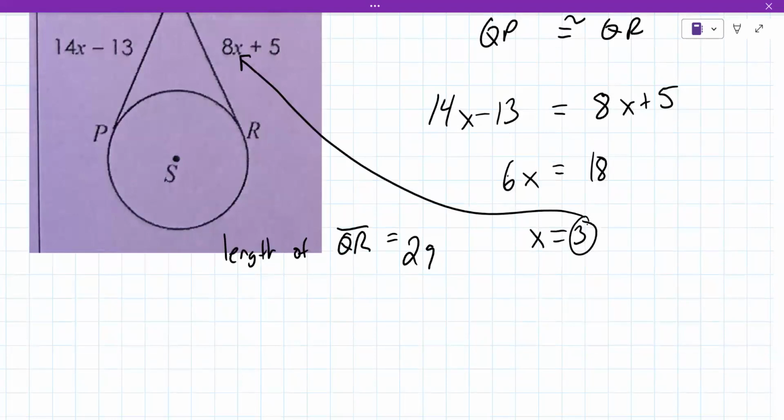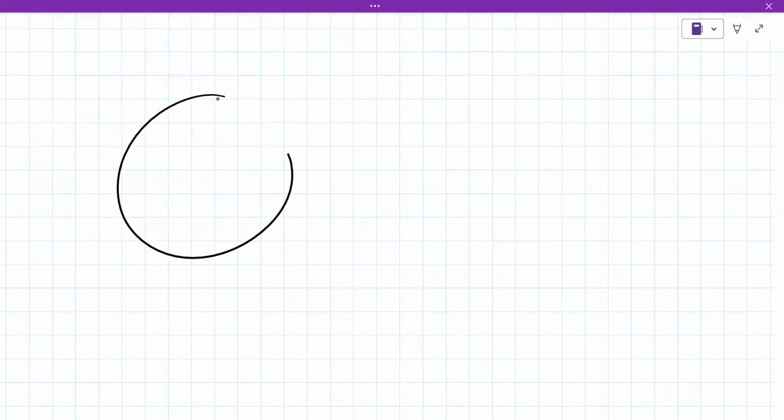Do you feel like you understand that? Yeah. Okay. All right, I'm going to give you another problem. Here's a circle. This right here is 120 degrees. This right here is 154 degrees. I want you to find the arc measure of X.